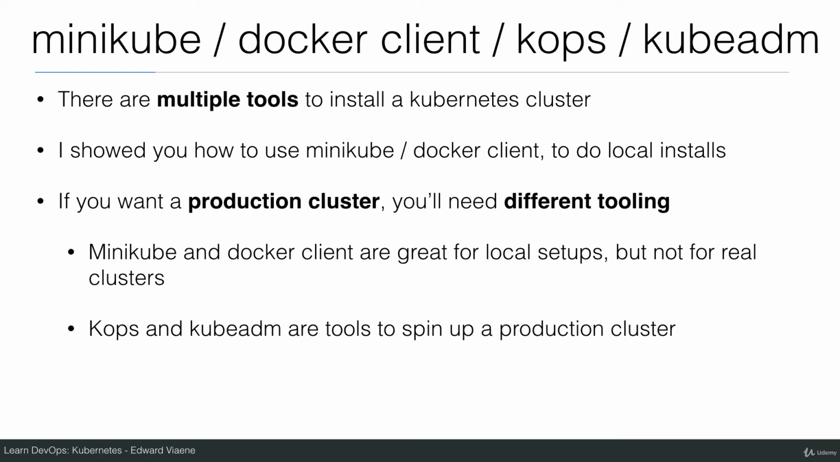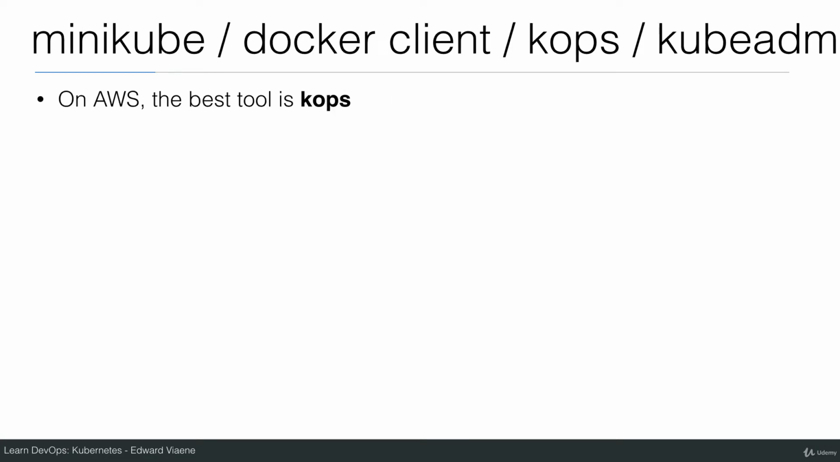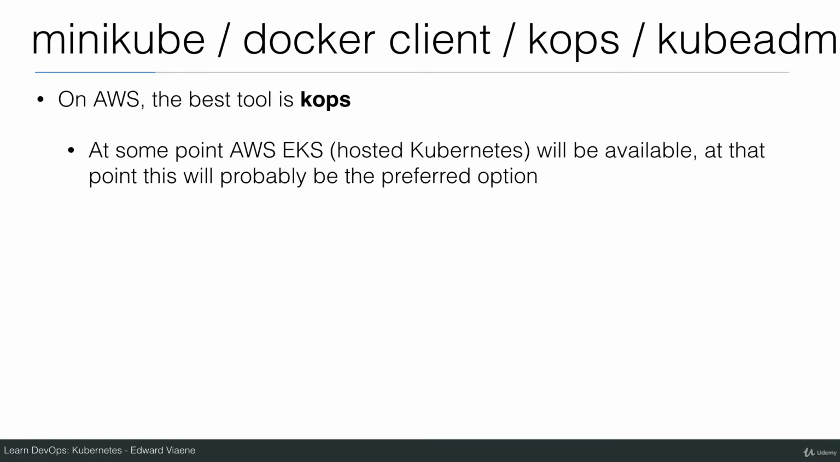Kops and Kubeadm are tools to spin up a production cluster. You don't need both tools, just one of them. On AWS, the best tool is Kops. At some point, AWS EKS, the hosted Kubernetes, will also be available. At that point, this will probably be the preferred option.